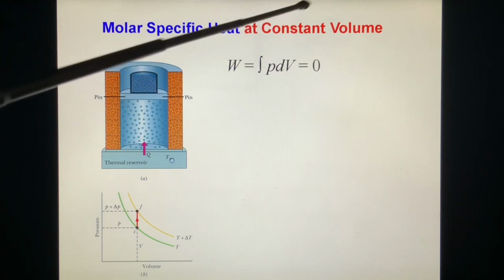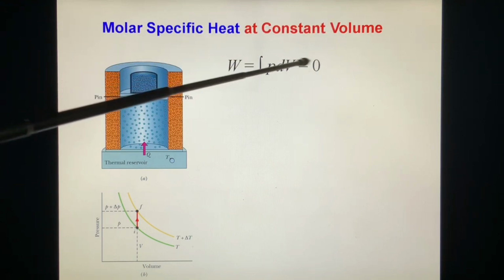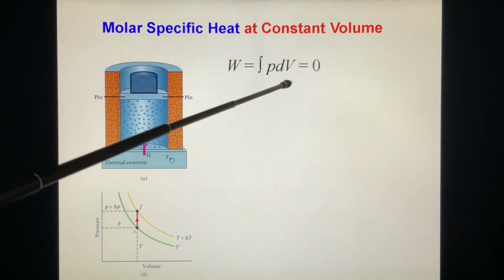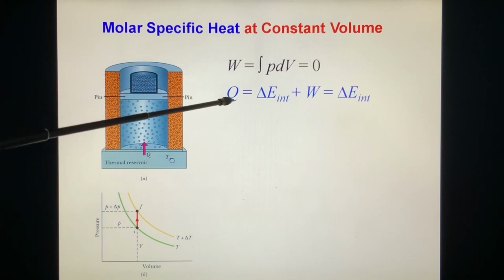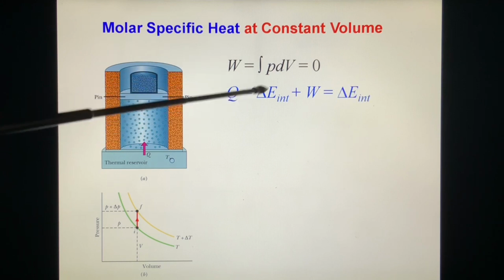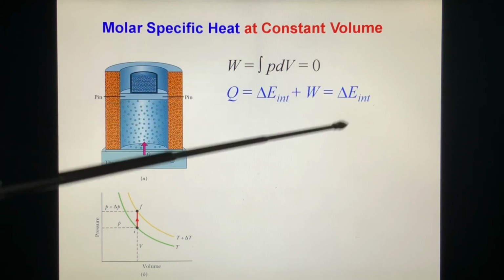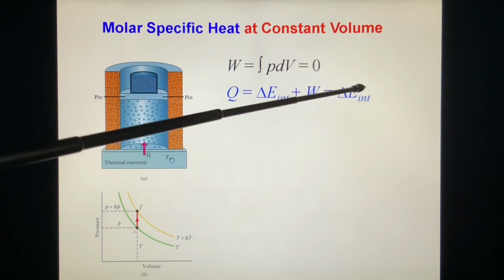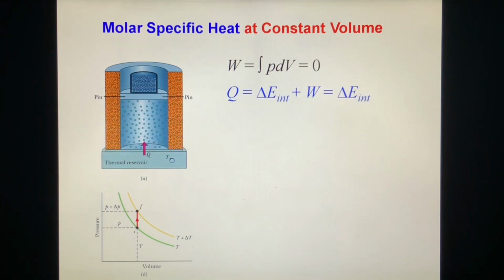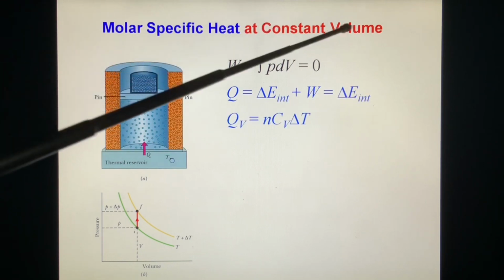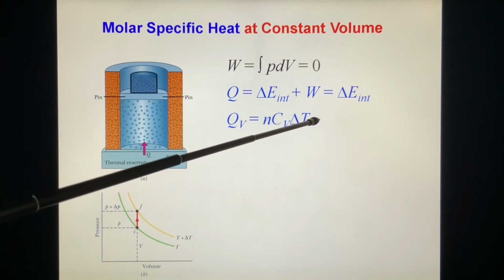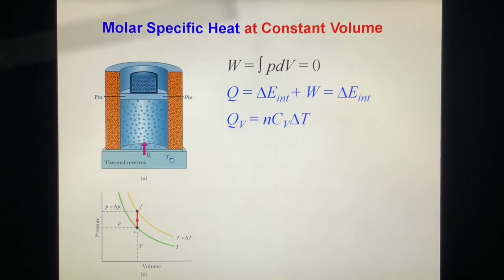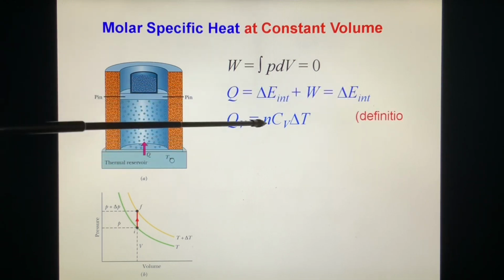We know that at constant volume, the work done by the gas is zero, because dV is zero. And from the first law, Q equals delta E plus W. W equals 0, so the heat absorbed Q equals delta E internal. By definition, at constant volume, Q_V equals n C delta T. Then we get delta E equal to n C_V delta T.